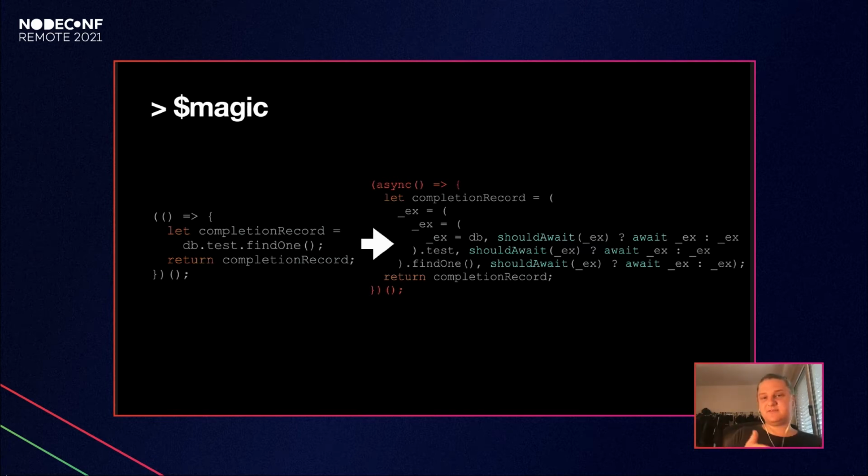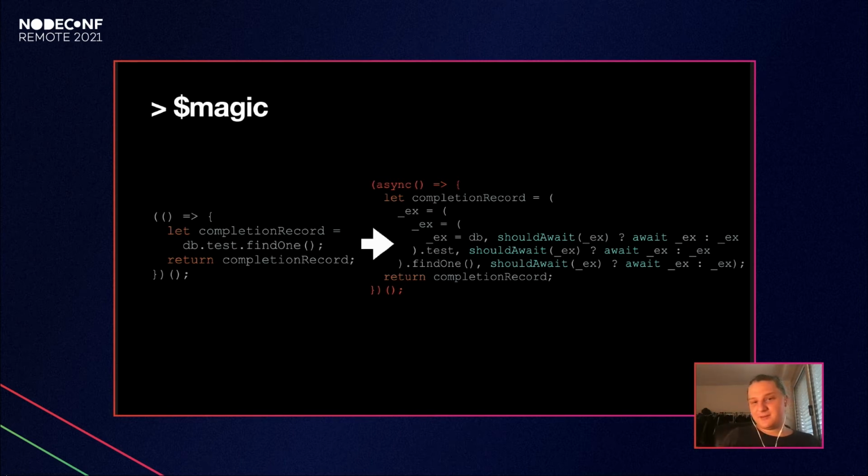Then, second step, we take this IIFE and turn it into an async function. And we do some funky stuff with the comma operator. We take every single expression in the input and store it in a temporary variable, this underscore ex thing, which just stands for expression. Then we check, is this something that should implicitly be awaited or not? If it is, then we await it. If not, then not. This is how we implement this implicit awaiting thing.